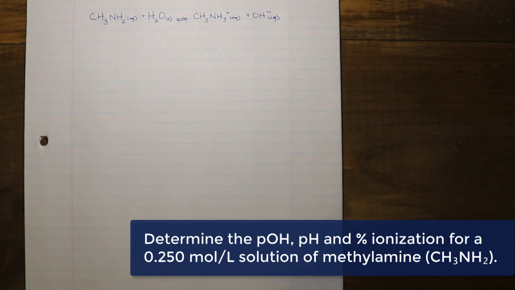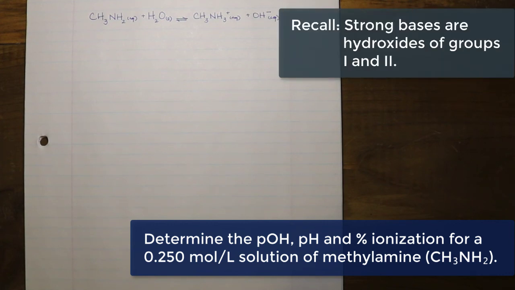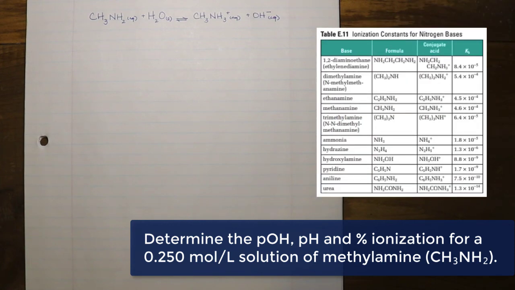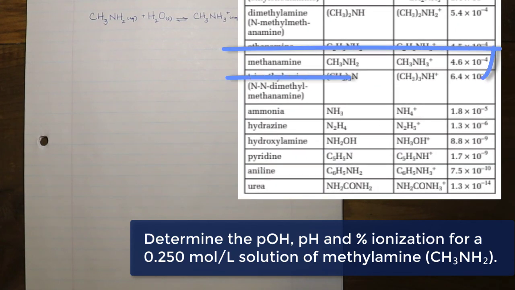So we can establish that this is a weak base, first and foremost, because it doesn't contain a hydroxide in the actual formula of the base itself. So here, as we're dealing with methylamine, you can see that there is no hydroxide in there. It's not a metal hydroxide of group 1 or group 2, so it's not a strong base. In addition to that, if we take a look at our values of Kb, we can see that there is a relatively small Kb for this, and so it's going to ionize only partially.